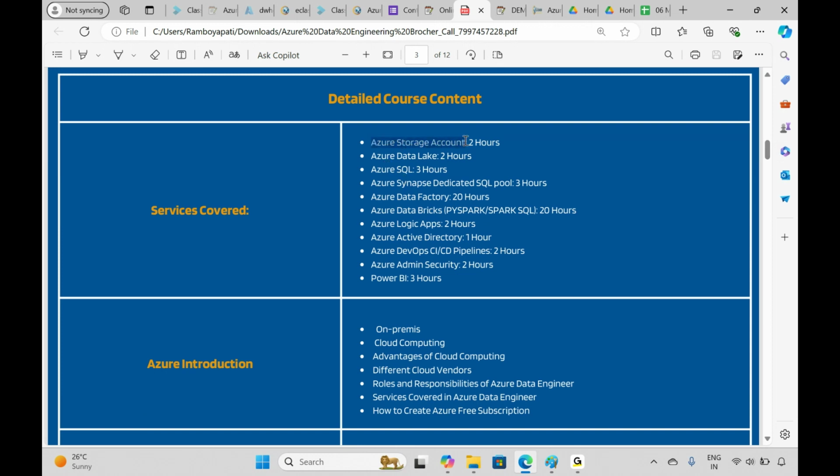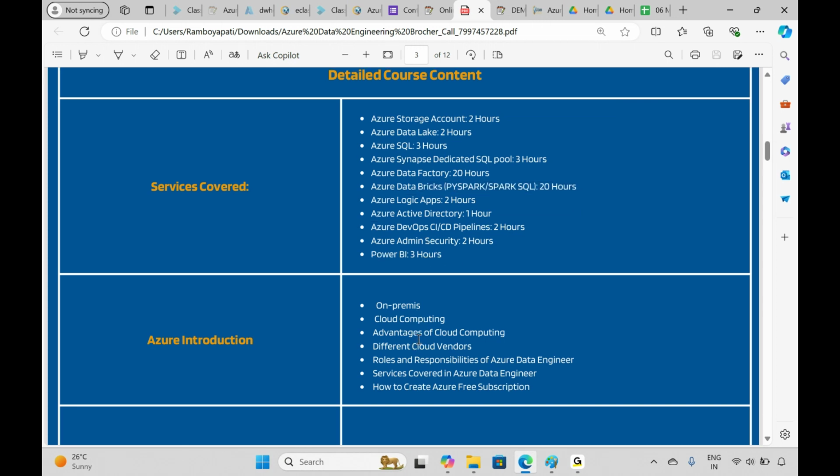Azure storage account 2 hours, Azure Data Lake 2 hours, Azure SQL 3 hours, Synapse Dedicated 3 hours, Data Factory 20 hours. Inside this, we have Azure Databricks, PySpark, Spark SQL 20 hours, Logic Apps, Active Directory, DevOps, Admin, Power BI. Also, we are going to cover a few classes to design the reports.